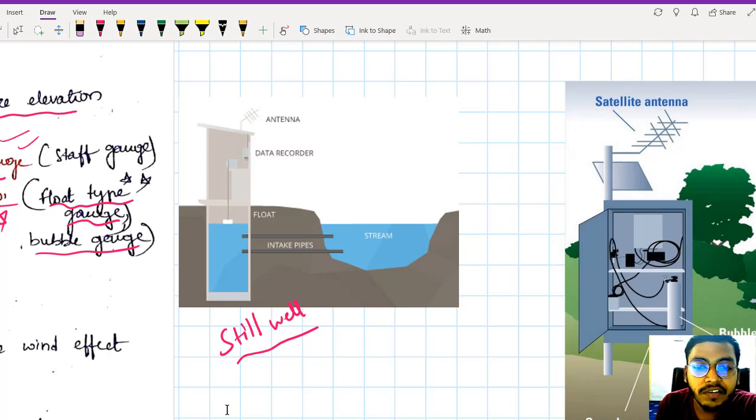सो व्हाट इज हैपनिंग? देयर विल बी अ फ्लोट. फॉर एग्जांपल, इफ द वाटर लेवल इन द स्ट्रीम इज वेरी लेस, तो आपका फ्लोट कहाँ पे रहेगा? नीचे रहेगा. इफ द वाटर लेवल इज कॉन्स्टेंटली इंक्रीजिंग, तो क्या होगा? दिस फ्लोट विल स्टार्ट टू मूव अपवर्ड्स.